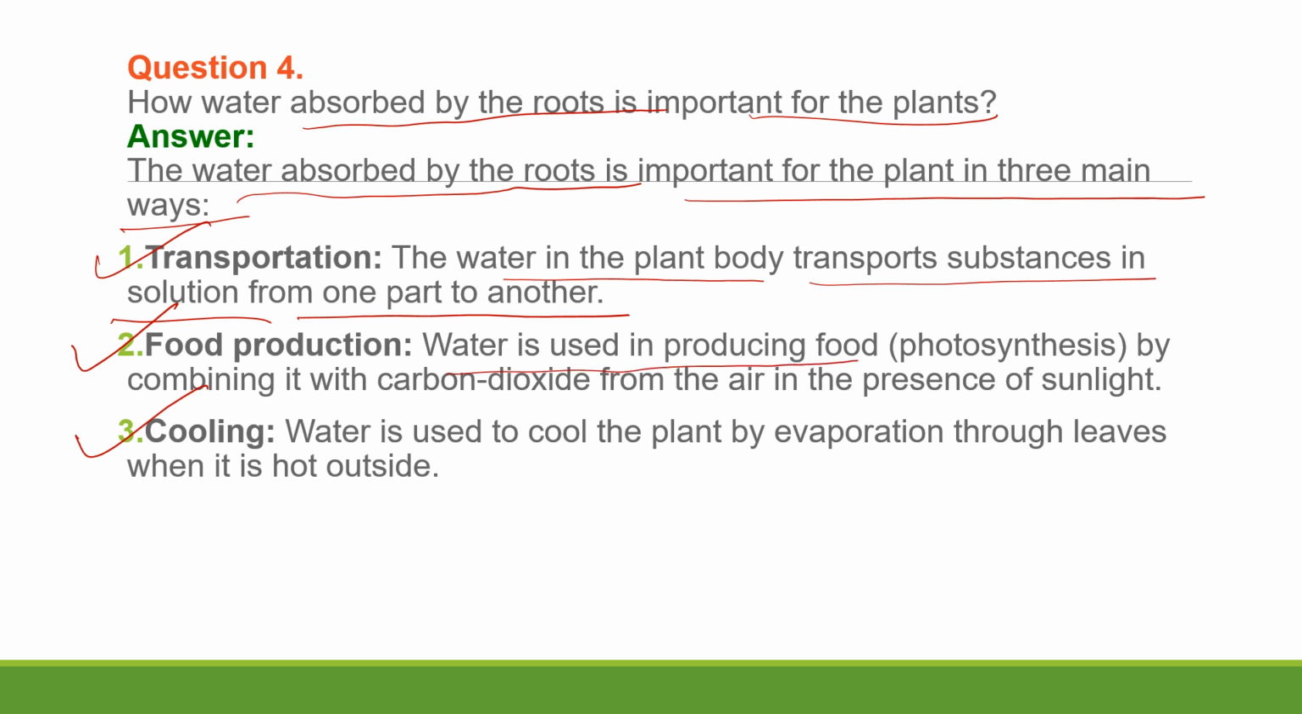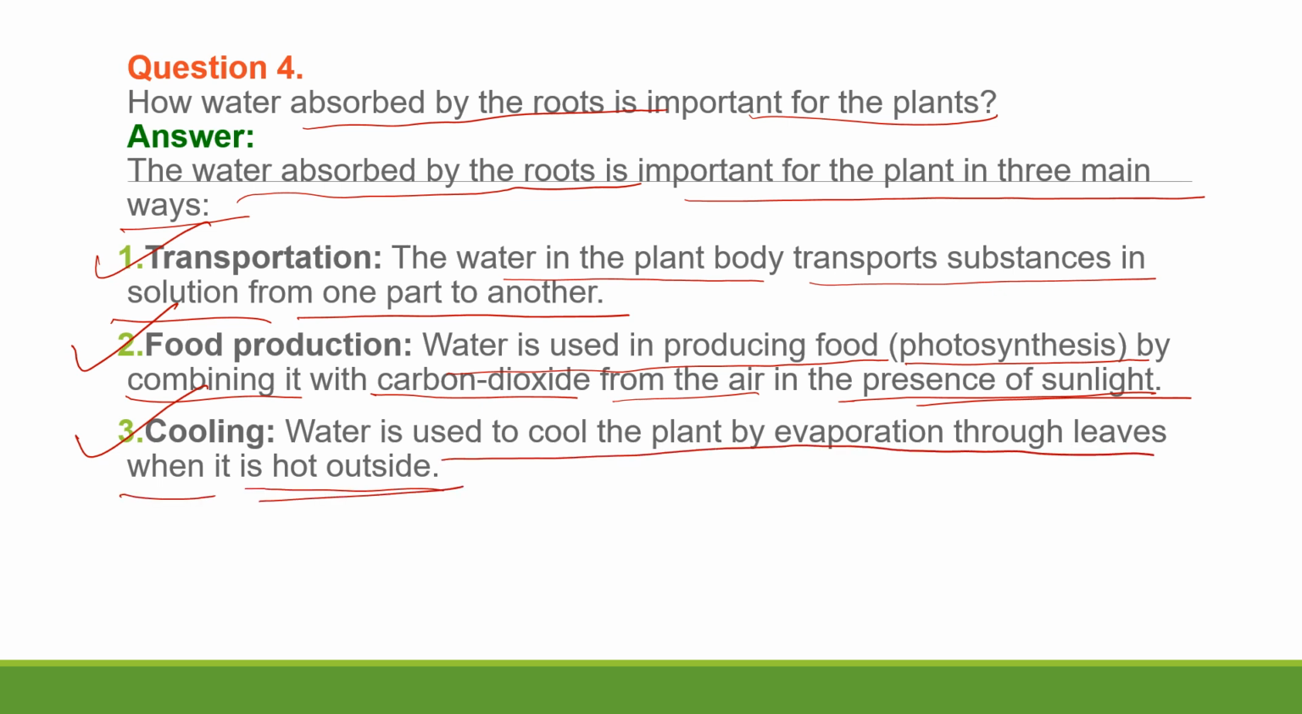Water is used in producing food by photosynthesis, by combining it with carbon dioxide from air, in the presence of sunlight and chlorophyll. So for food production water is used, and water is also used to cool the plant by evaporation through the leaves when it is hot outside. So three main effects of water: for transportation, for food production, and for cooling, right?